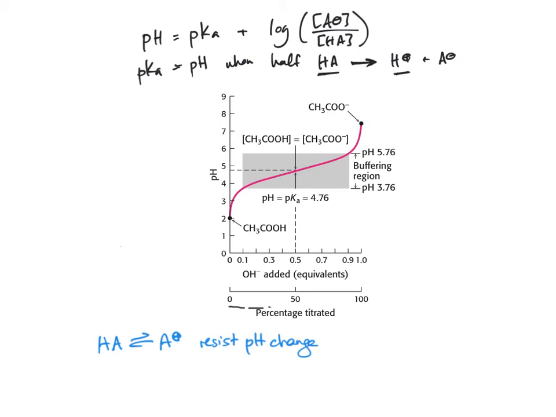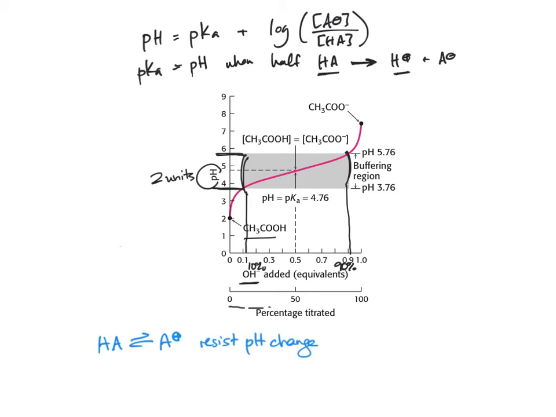Remember, we're looking at the pH. We're measuring the pH of a solution as equivalents or portions of this strong base, OH minus, are added. And you can see that adding OH to this acetic acid, especially from here to here, doesn't really change the pH. So we're going from 0.1 to 0.9. That's from 10% to 90% OH. And yet we're only moving about 2 units on the pH scale here.